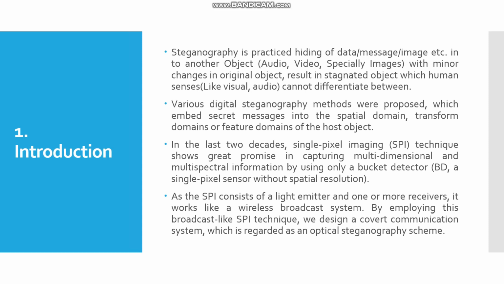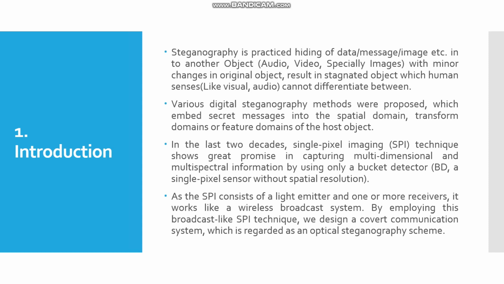There are various digital steganographic methods proposed throughout these decades, especially in the spatial domain and frequency domain. In the last 2 decades, the single pixel imaging technique has shown great promise. It captures multidimensional and multispectral information by using a single bucket detector, which can detect a single pixel without spatial resolution. An SPI consists of a light emitter with one or more receivers. It works like a wireless broadcast system. Anyone can detect it, but only an authorized user can decrypt it.